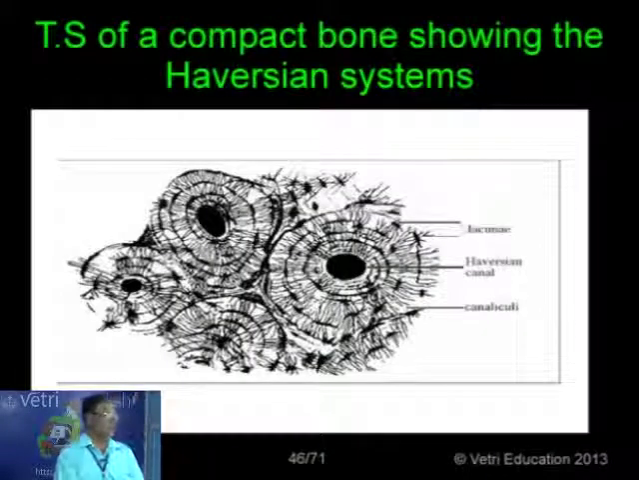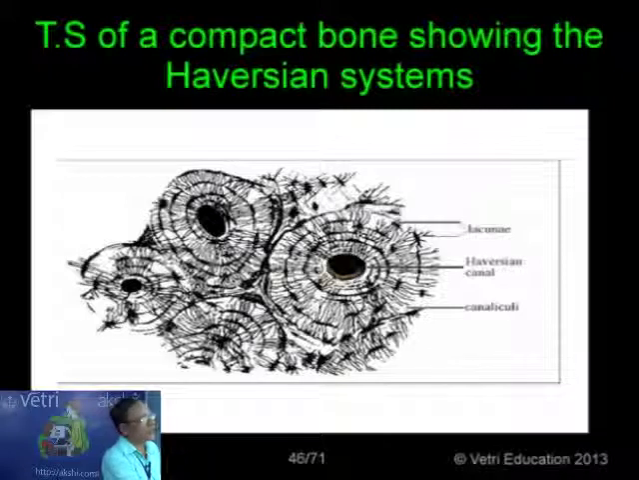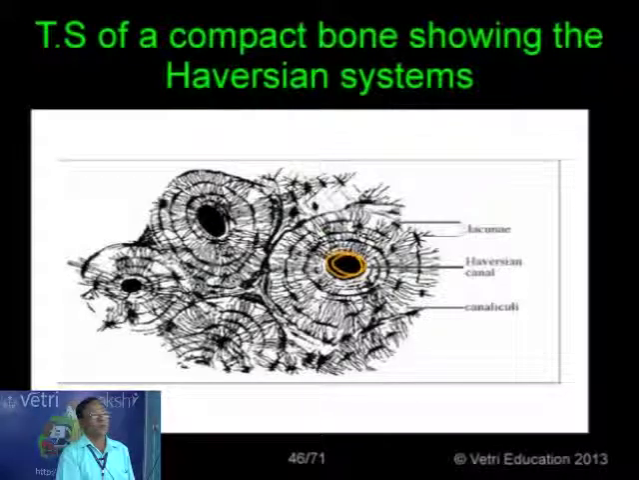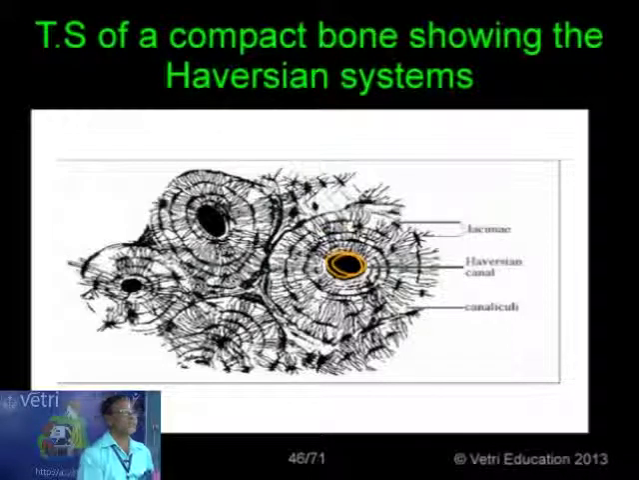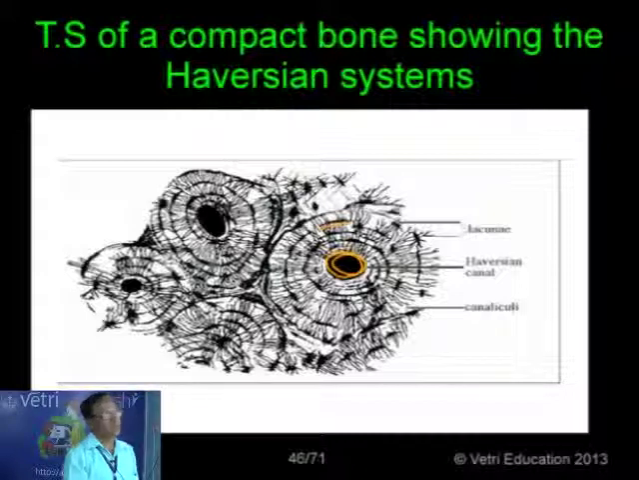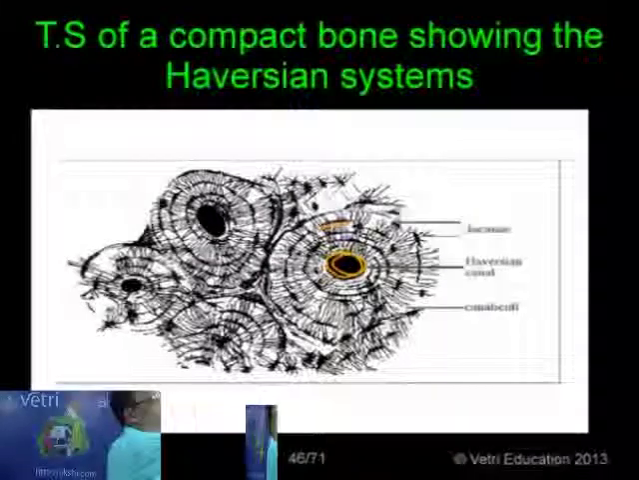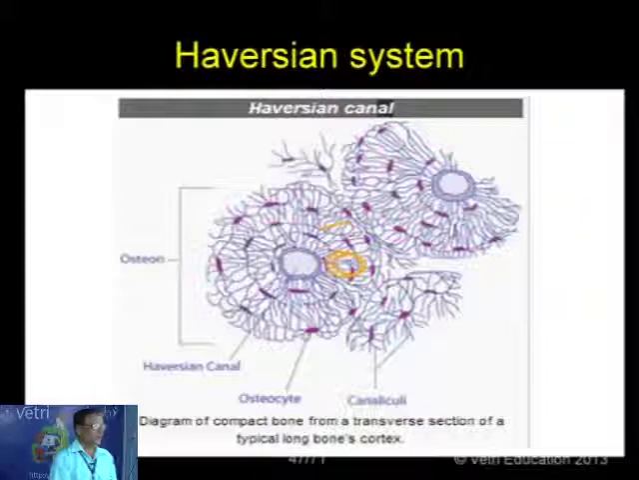You see that one? This is the central canal, the Haversian canal. Each Haversian canal contains an artery, a vein, a lymphatic vessel, and a nerve. And we have the bone matrix arranged in concentric circles. You'll see the same diagram in the next picture, but a little bit further.